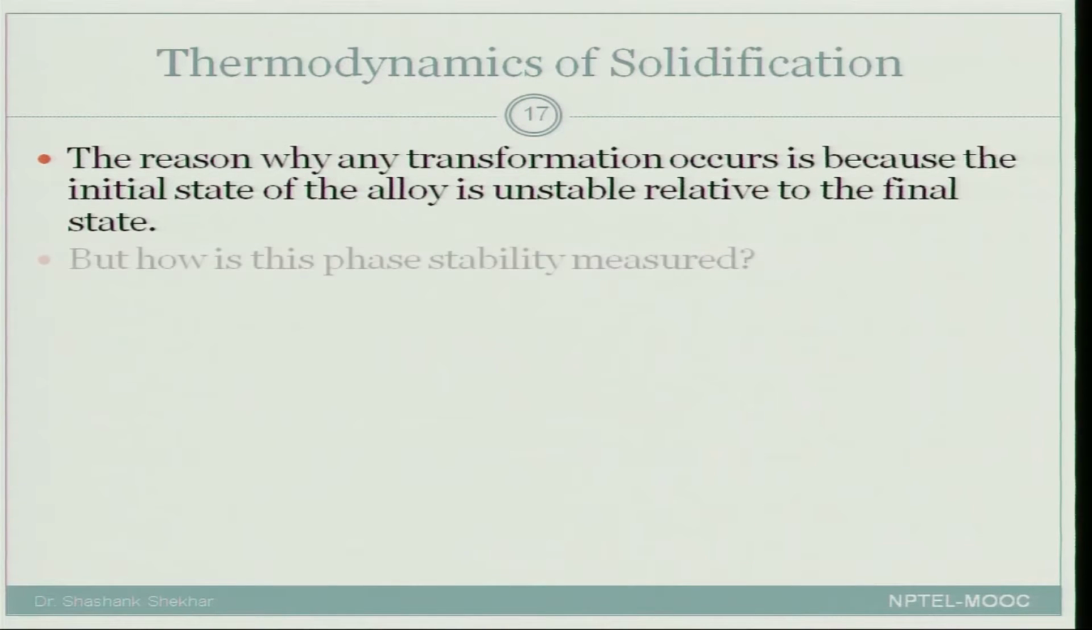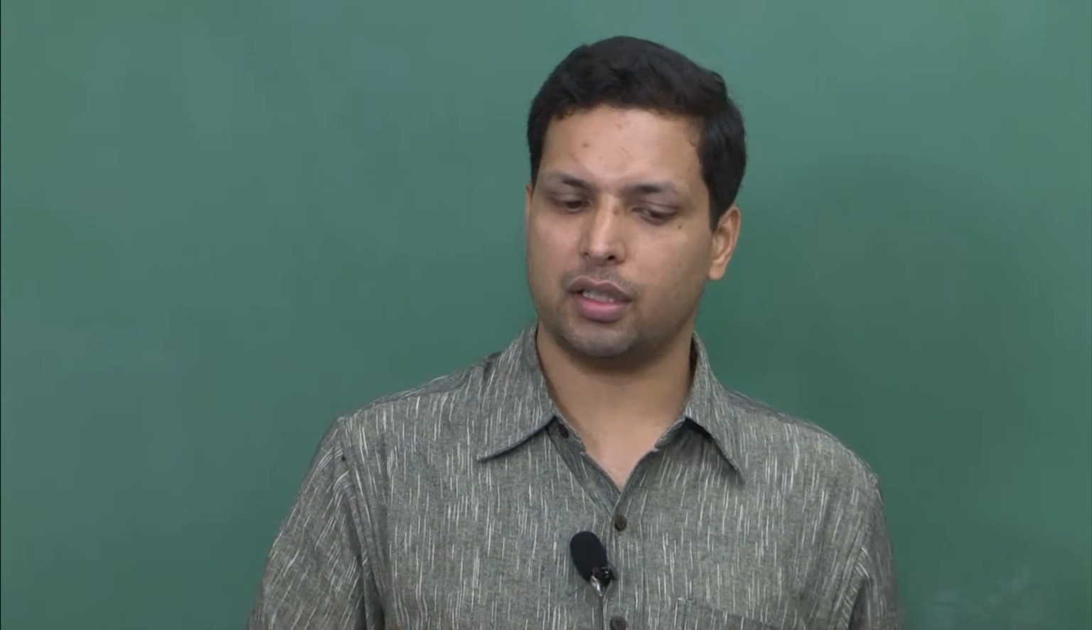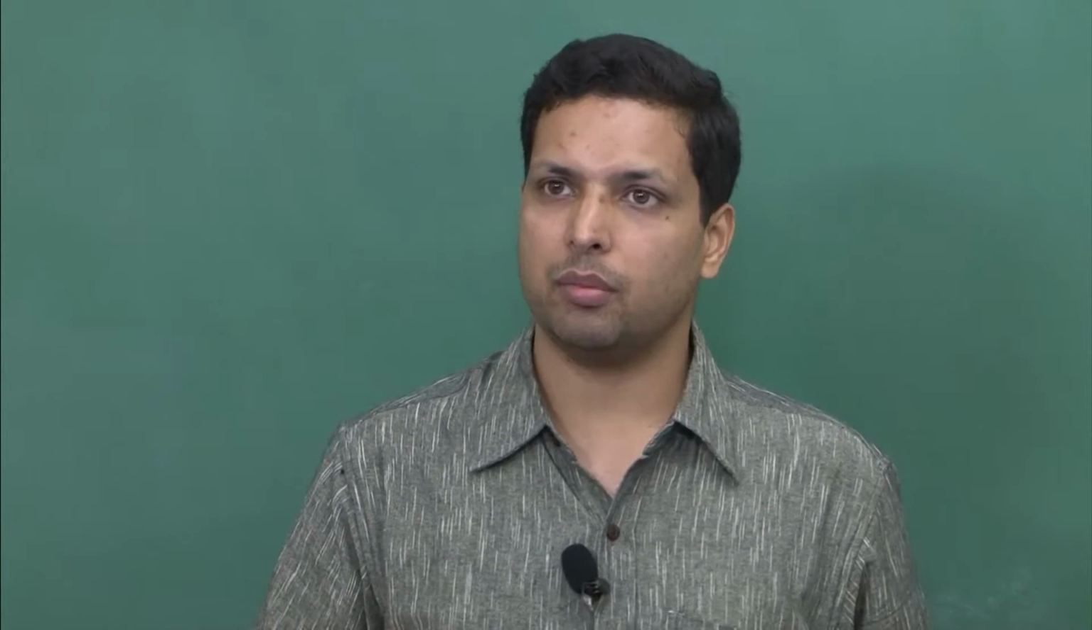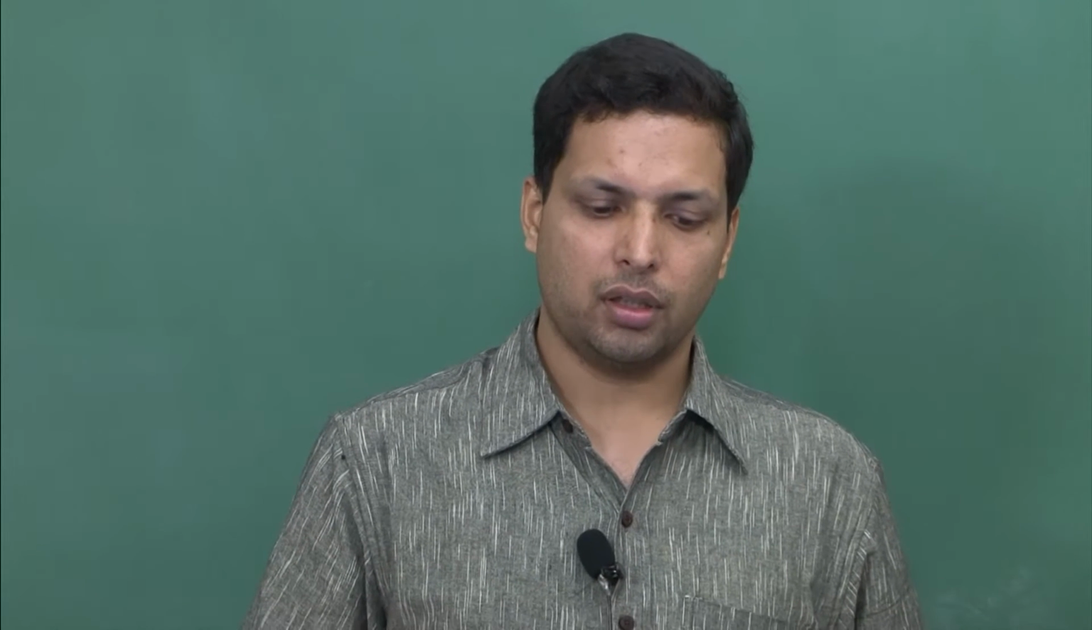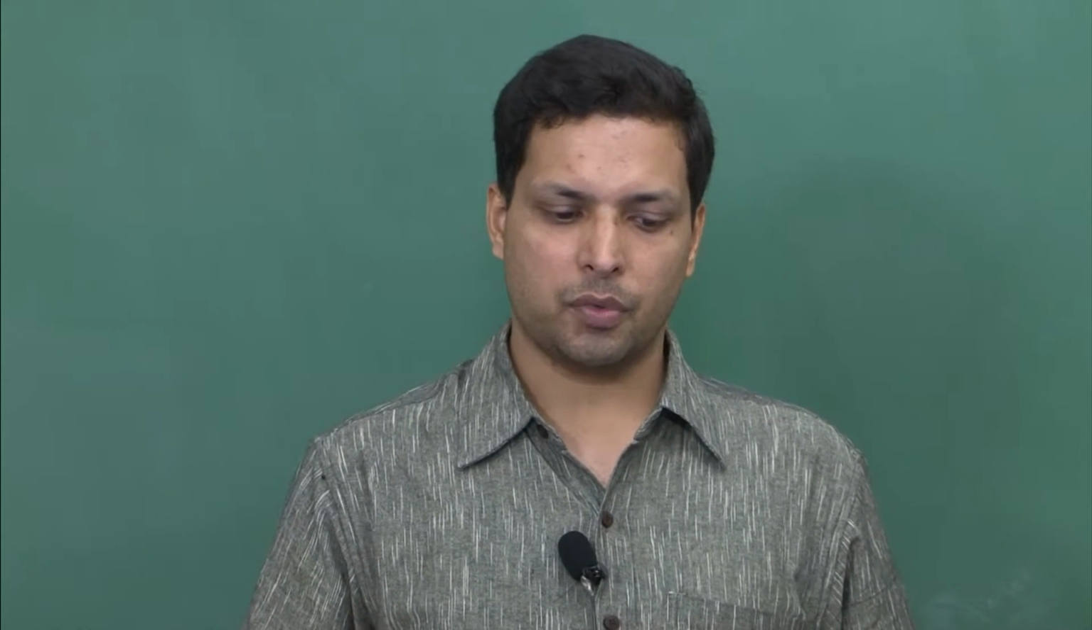Now the reason why any transformation occurs is because the initial state of the alloy is unstable relative to the final state. For example, liquid to solid: when you cool down the temperature, the solid state is more stable. But how is this stability measured? That is a big question. It is not really big when you talk in terms of thermodynamics.